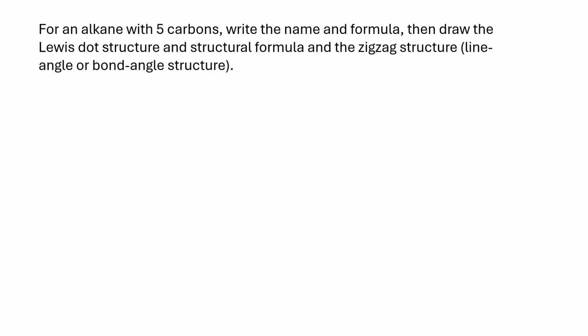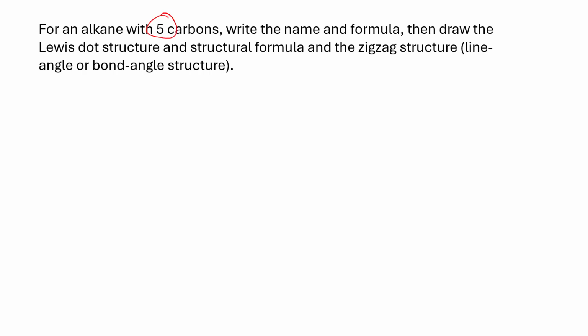Here's our first example. For an alkane that contains 5 carbons, write the name and formula, then draw the Lewis dot structure and structural formula, and the zigzag structure. Great. So 5 carbons. What do we do with 5 carbons?